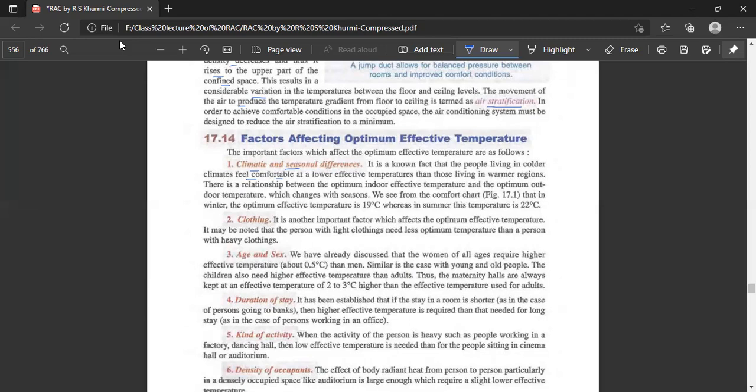People living in a cold climate feel comfortable at a lower effective temperature than those in the warmer region. This is a relation with the optimum indoor effective temperature and the optimum outdoor temperature, which changes with season. We can go through that chart: in winter the optimum effective temperature is 90 degrees centigrade, and in summer it is around 22 degrees centigrade.